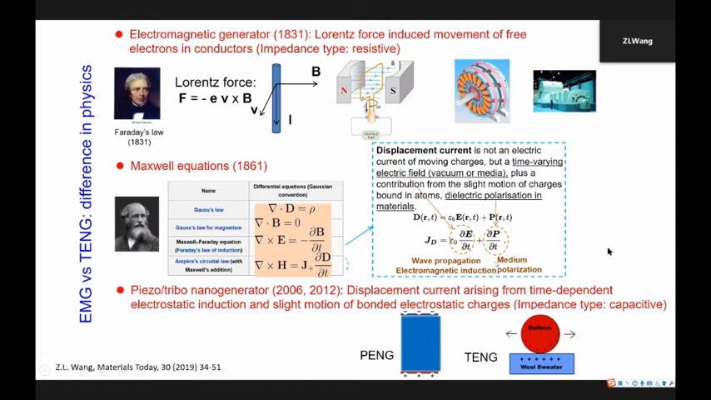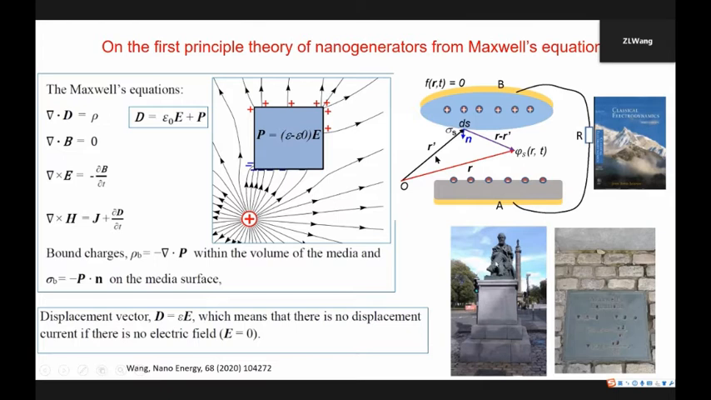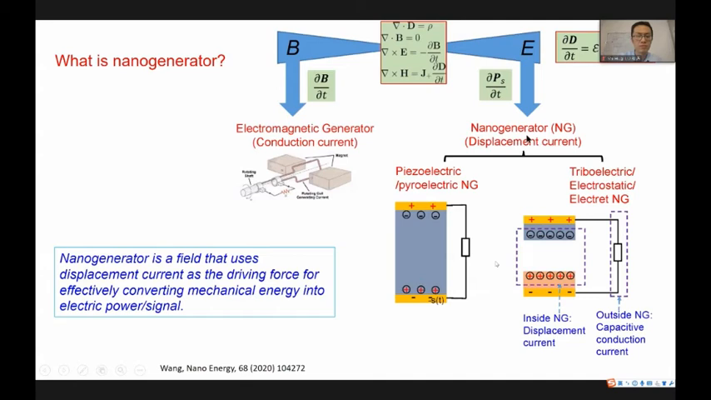So why do we still call it nanogenerator, which was first introduced using nanowires for power generation? Now it's a displacement current driven power generator technology, and for the piezoelectric case and the triboelectric case, it's all inclusive. So we call it nanogenerator, which stands out from the traditional power generator technology. Nanogenerator is a field that uses displacement current as the driving force to effectively convert mechanical energy into electric power. Whether you use nanomaterials or not doesn't matter. So therefore, it's a physics change as we are speaking.